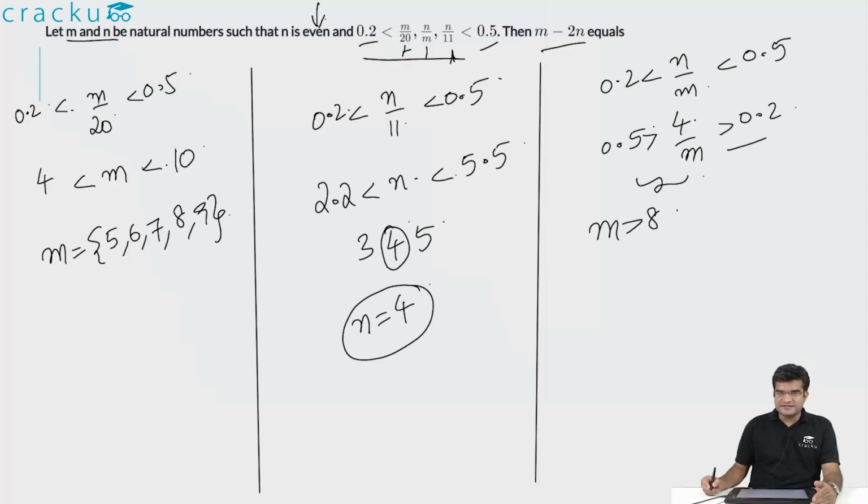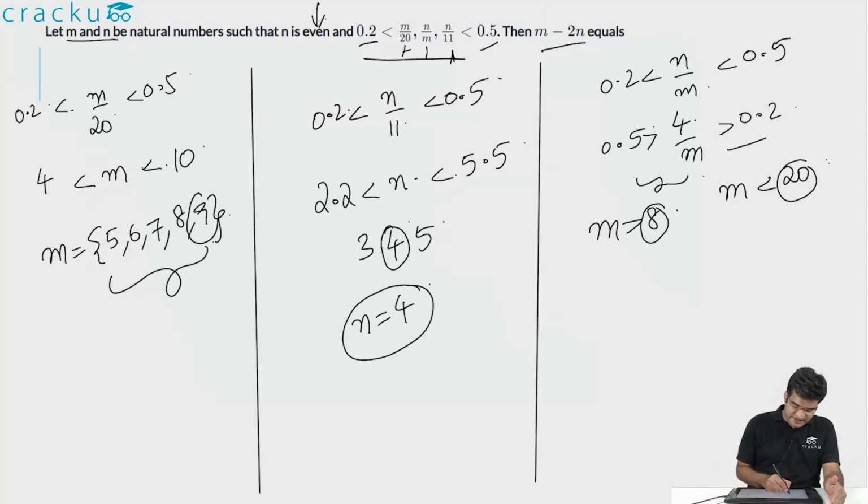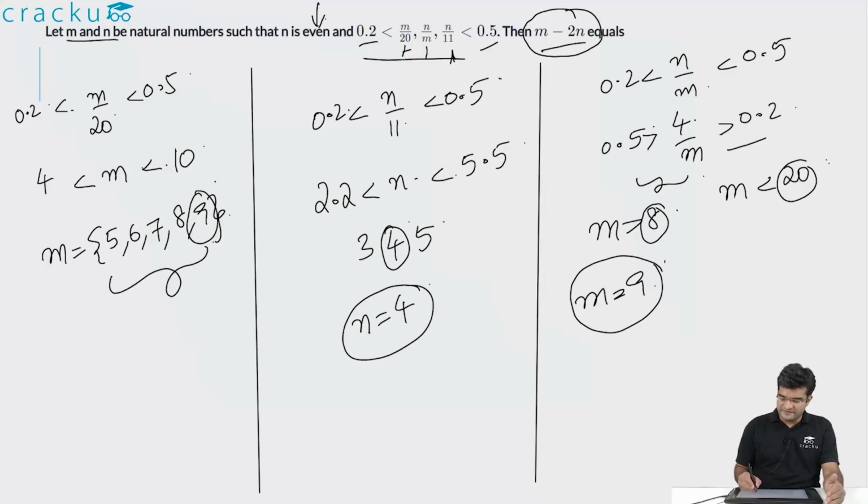If you are looking at the second inequality, 4 by m is greater than 0.2, or m is less than 4 divided by 0.2, or m is less than 20. So the values of m have to lie to the right of 8 and to the left of 20, but we also know that m will lie between these 5 values, that is 5, 6, 7, 8 or 9. So because m is greater than 8, the only possibility is that m has to equal 9. So m is equal to 9 and n is equal to 4. Therefore the value of m minus 2n will equal 9 minus 8, which is equal to 1.